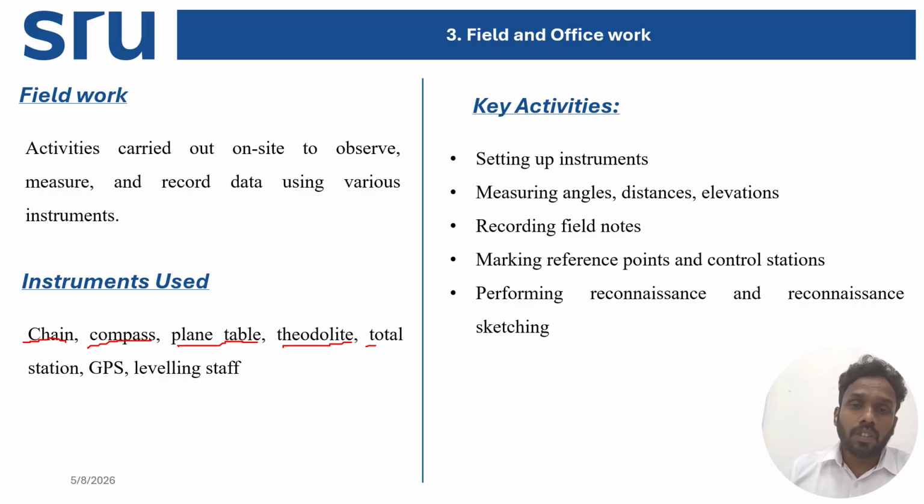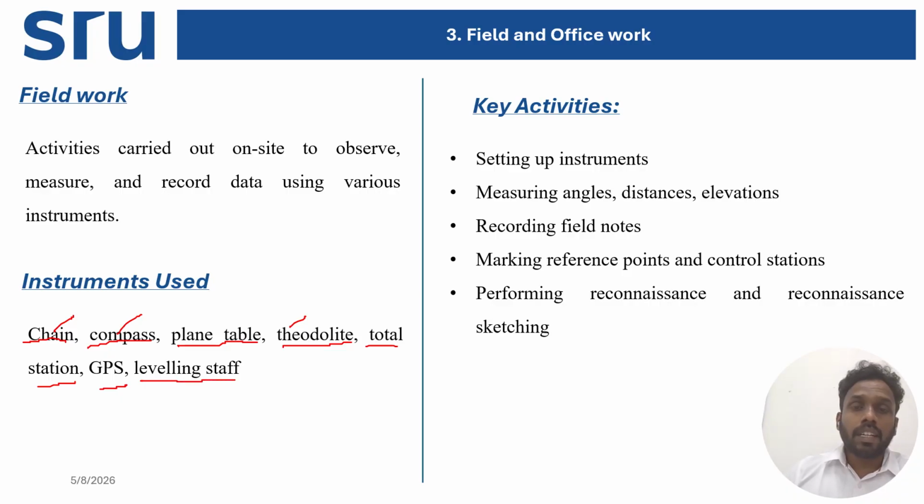Total station we are going to use for all the aspects we have discussed, including the chain. So the total station consists of chain, compass, and theodolite. Everything is combined in a single instrument. Then GPS to locate your position with respect to latitude and longitude. Then leveling staff to measure your height.